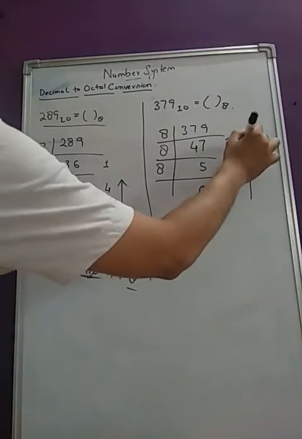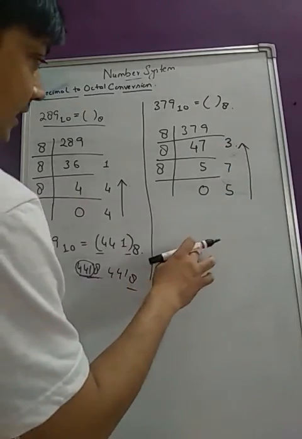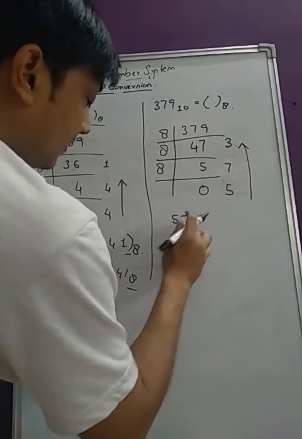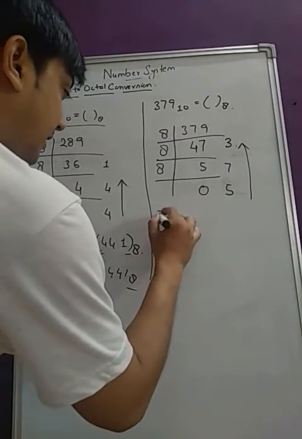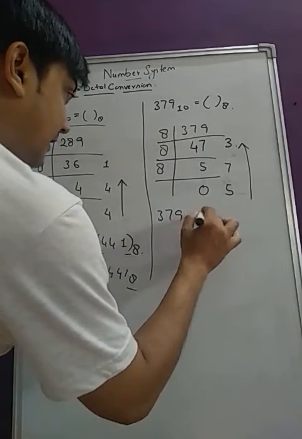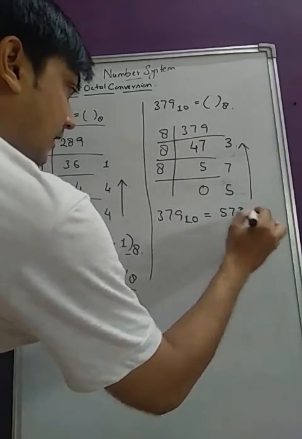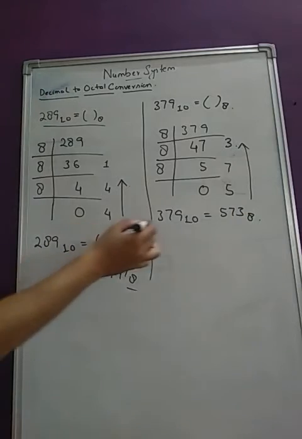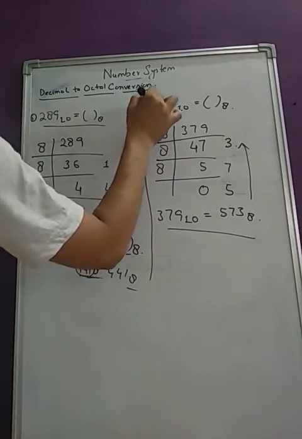So again you will write from this end, from 5 to 3. So 5 7 3, and the answer for this is 379 base 10 is equal to 573 base 8. So over here we have solved these two questions.